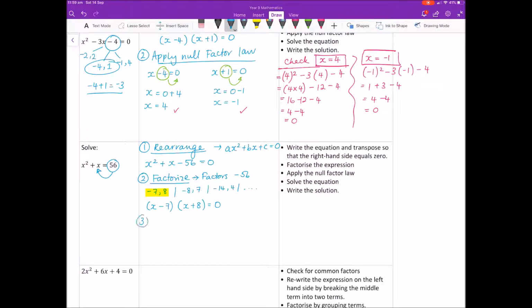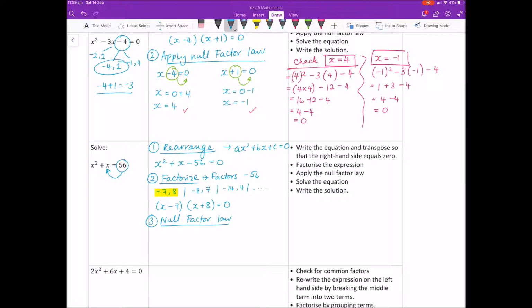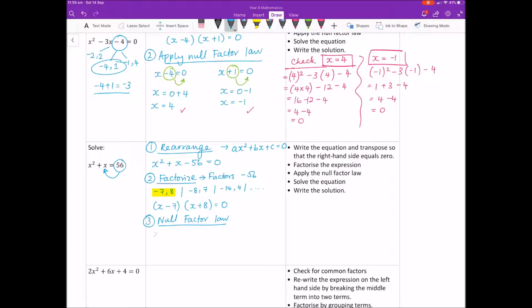So now I'm going to apply the null factor law. So that will mean that I have the following. x minus 7 equals 0. Taking that negative 7 to the other side, I'll get x is equal to positive 7. Or I could have x plus 8 equals 0, taking that positive 8 to the other side, and I get x is equal to negative 8.